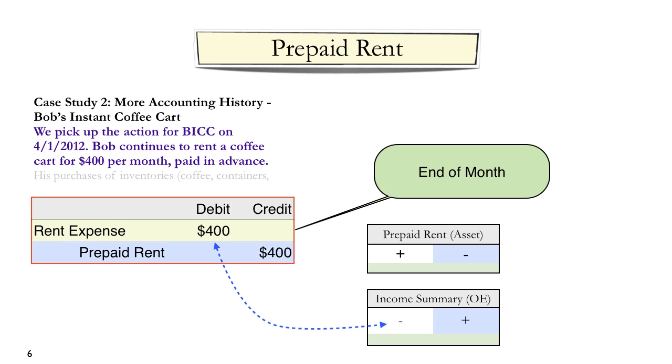At the end of the month, the expense is accrued, and as you can see, there's a debit to rent expense, and this will be on the income summary account. There is a credit to prepaid rent, the asset. Credit will reduce the balance in the prepaid rent account.